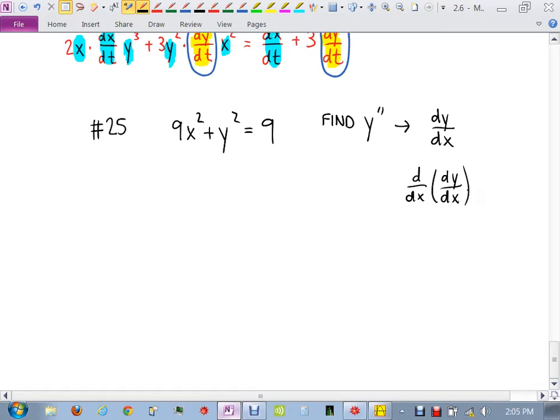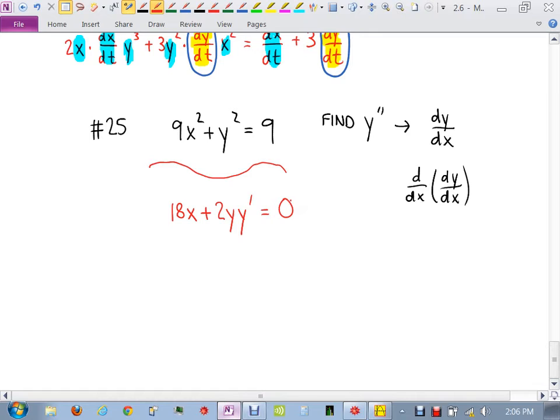What's the derivative of 9x squared with respect to what variable? With respect to x. So what's the derivative of 9x squared? 18x. What's the derivative of y squared? 2y y prime, equals 0. Agreed?